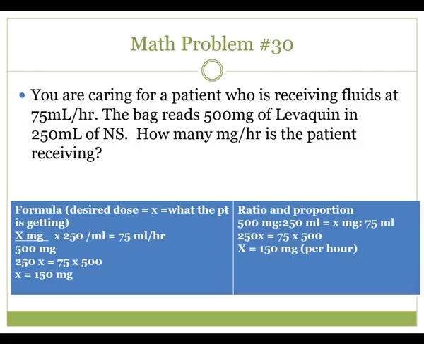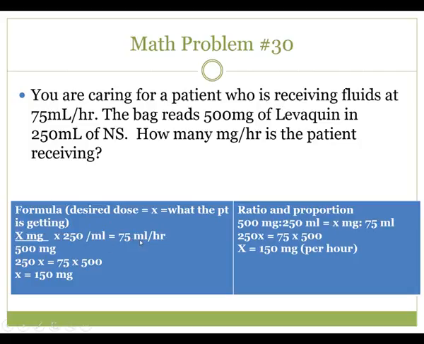You're caring for a patient who's receiving fluids at 75 mils an hour. The bag reads 500 milligrams of Levaquin and 250 mils of normal saline. How many milligrams per hour are they receiving? So if you look at, and this looks like I've tried to plug it into that desired dose over available dose is equal to, times the quantity is equal to your quantity.